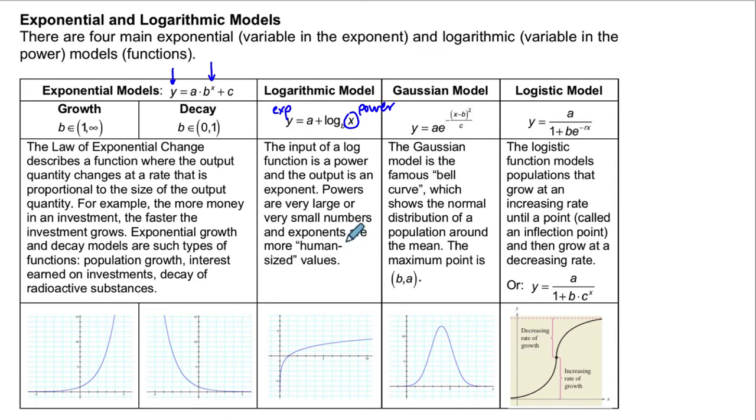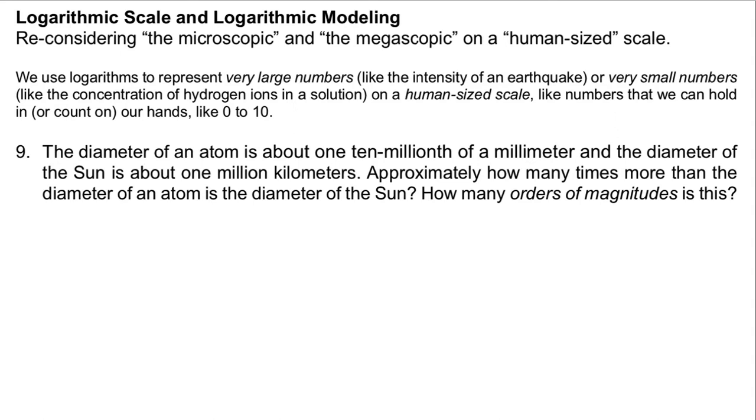So we want to take a look at the very large and the very small. One place we will look at that is astronomical and atomic-sized data. So in number 9, we have that the diameter of an atom is about 1/10 millionth of a millimeter, and the diameter of the sun is about 1 million kilometers.